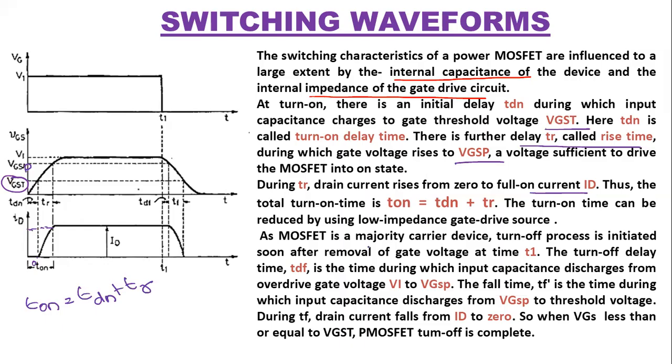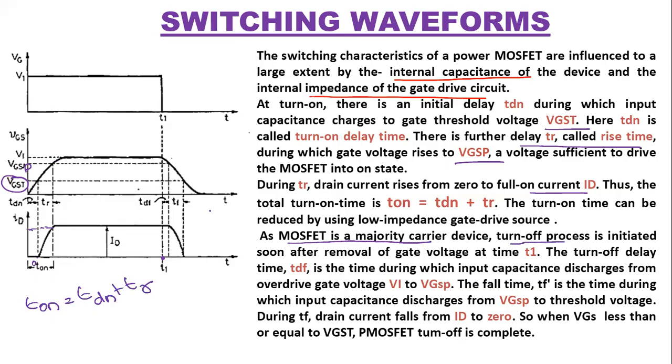As the MOSFET is a majority carrier device, the turn off process is initiated soon after removal of the gate voltage at time T1. So this is on and working, we are getting a constant voltage and ID is also increasing. At time T1, the gate pulse is removed, so the turn off process will start at that particular instant itself.